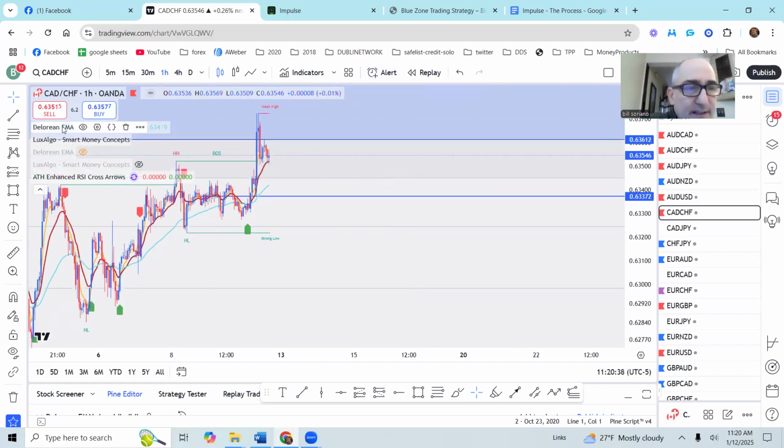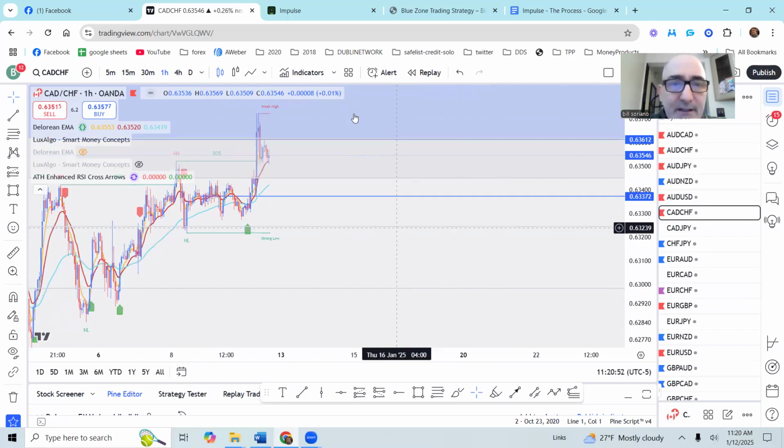We use these DeLorean EMAs here because it gives you the opportunity to put 5 different EMAs into one indicator. So you don't need to use so many indicators, because you need to have a certain level of account to get so many indicators with TradingView.